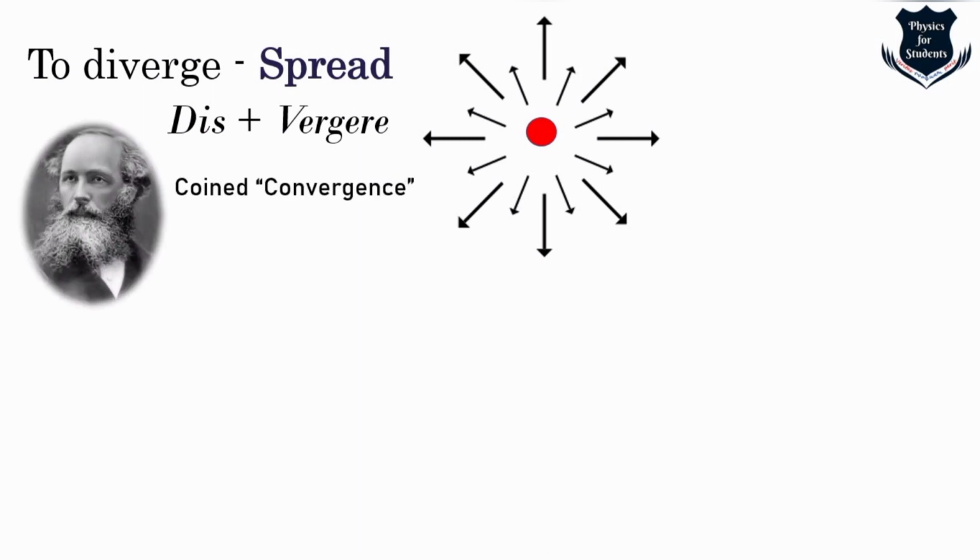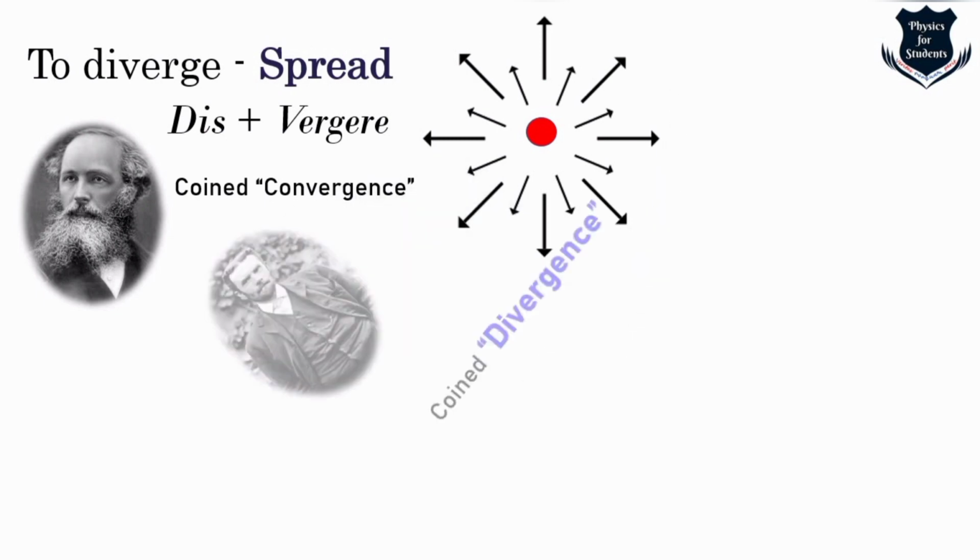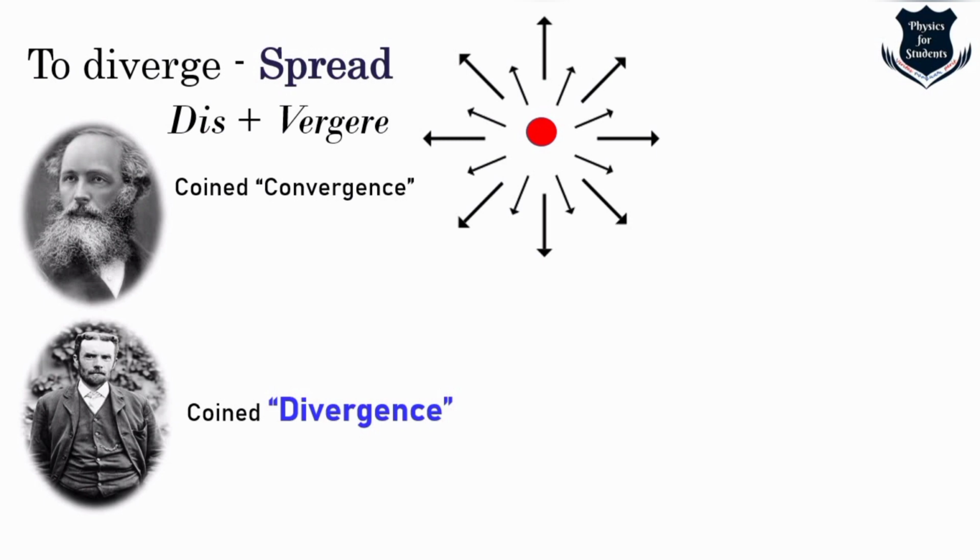Very importantly, if you go back to my video on the history of Maxwell's equations, you will see that originally James Maxwell coined the word convergence, not divergence, and it was Oliver Heaviside, who is considered one of the greatest geniuses of all times, who coined the term divergence. I really feel that Heaviside is one of the most underrated geniuses of our times, and he actually reformulated Maxwell's equations.